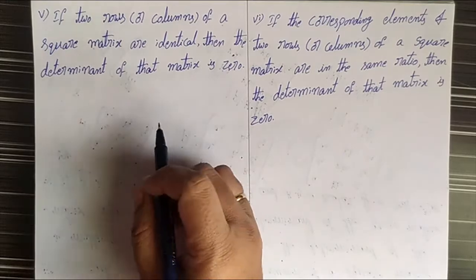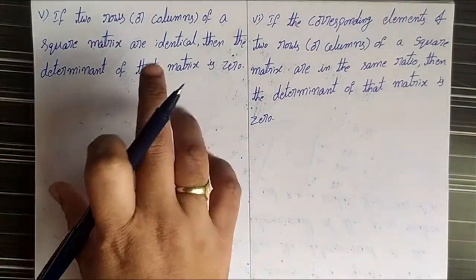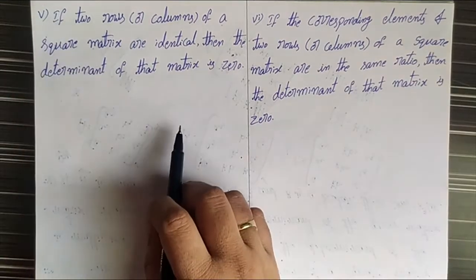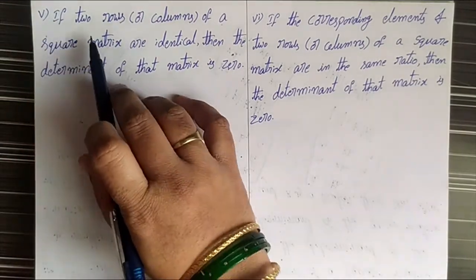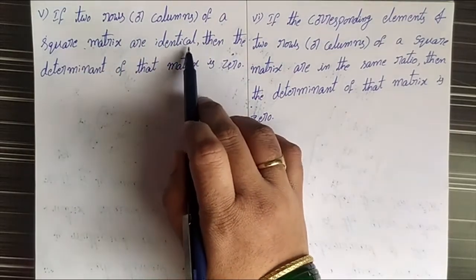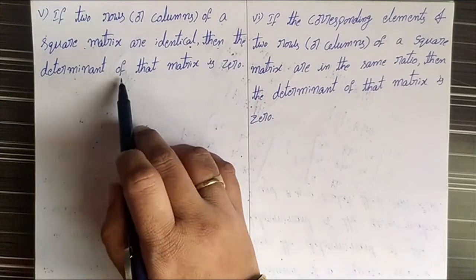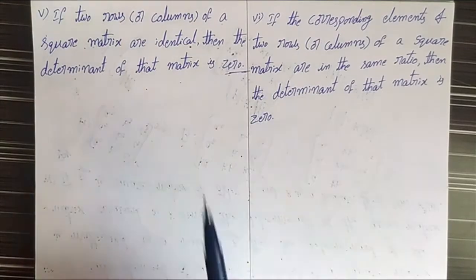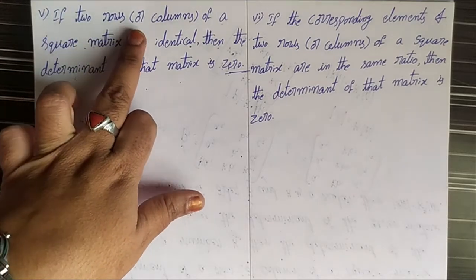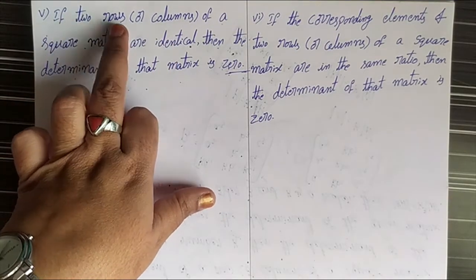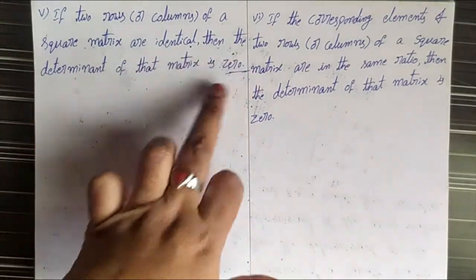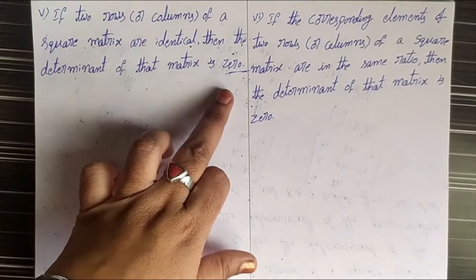In this, we will discuss the properties of a determinant. Next, we discuss the fifth property of the determinant. The fifth property is that if two rows or two columns of a square matrix are identical, then the determinant of that matrix is 0.